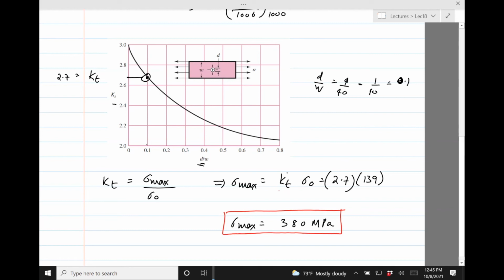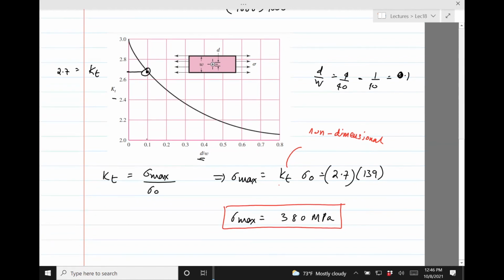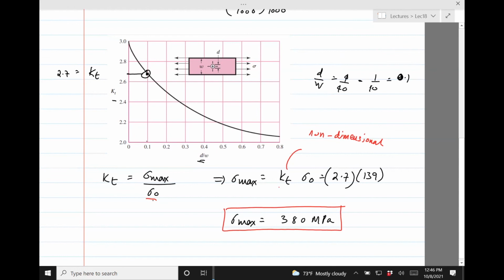KT is a non-dimensional number. It doesn't have a dimension because it's a ratio of stress to stress. I get it. I'm just wondering what's happening with the units, because sigma max is in megapascals and sigma 0 is megapascals. Oh, sigma 0, sorry. So it just has the units of sigma 0.